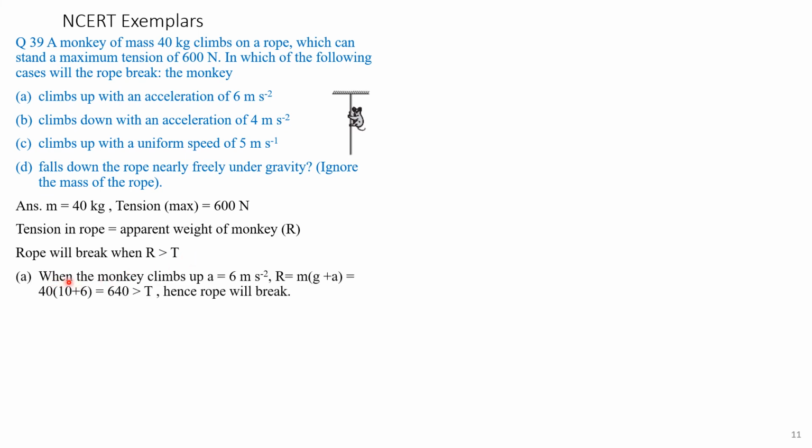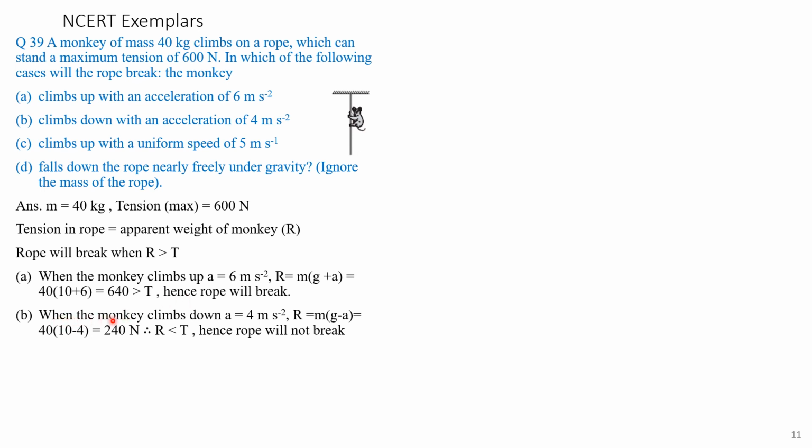Therefore, in case A, when the monkey climbs up, a is equal to 6 meters per second square, and R is equal to m into g plus a. Therefore, R is equal to 40 into 10 plus 6, that is equal to 640, which is greater than T, where T is 600. So the rope will break because the apparent tension, the reaction, is more than T.